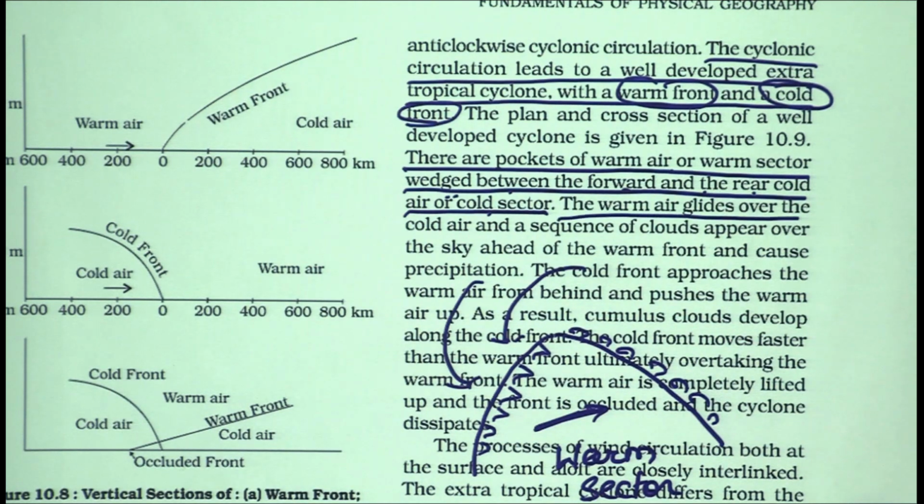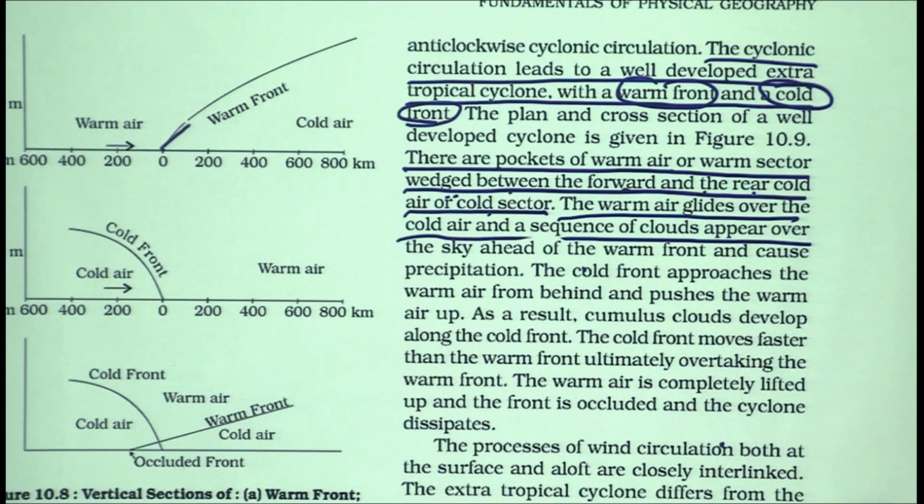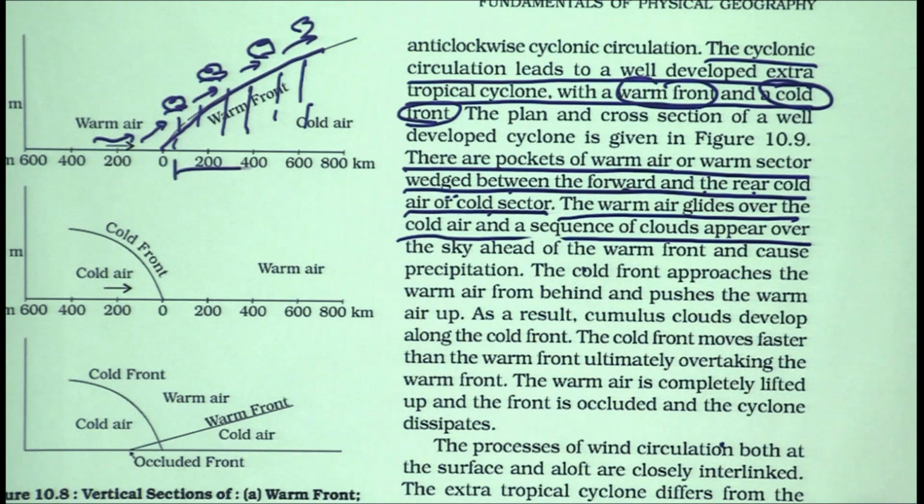The warm air glides over cold air and a sequence of clouds appears. As the warm front is developed, warm air is rising over the cold air and a sequence of clouds will develop, leading to the development of multi-altitudinal clouds and a larger area of precipitation. The sky ahead of the warm front causes precipitation.